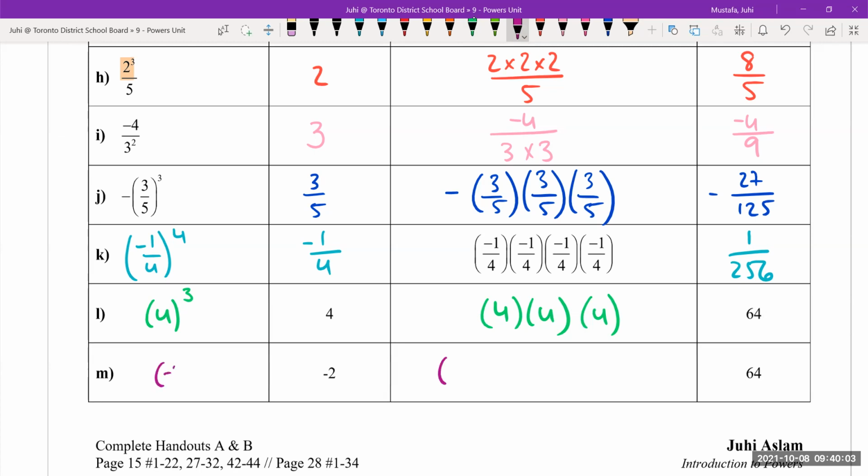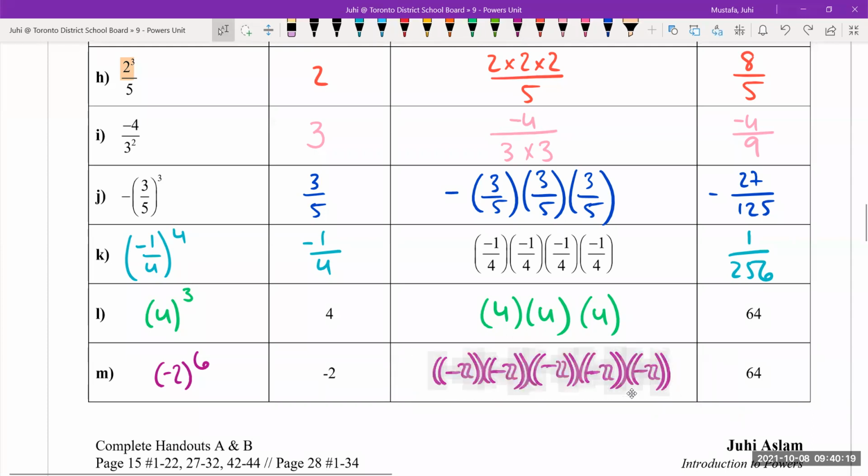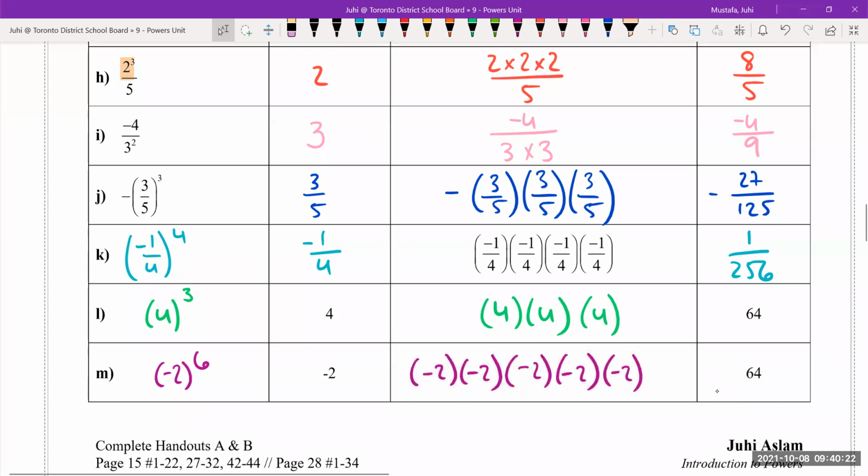Yep. So remember, you have to keep the negatives there. So it'll be -2 times -2. You know why? Because look, the base is -2. So if the base is -2, it means when you're writing in expanded form, you have to keep this base exactly as is. So 2 times 2 is 4, 4 times 2 is 8, 8 times 2 is 16, 16 times 2 is 32, 32 times 2 is 64. No, because look at how many, negative and a negative is a positive. This negative and negative is a positive. This negative, the negatives all cancel out.